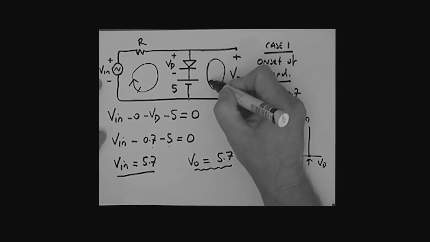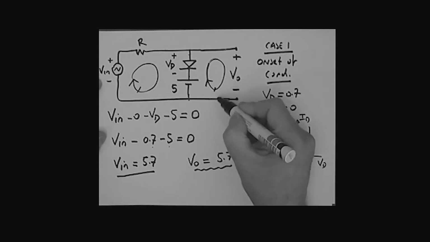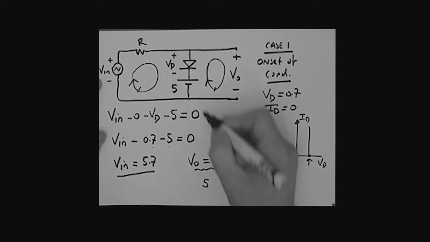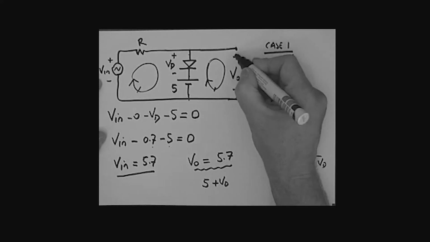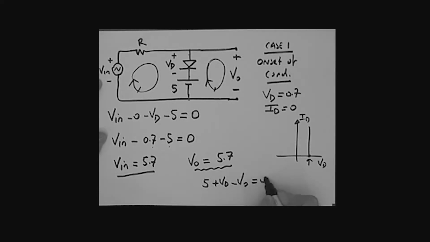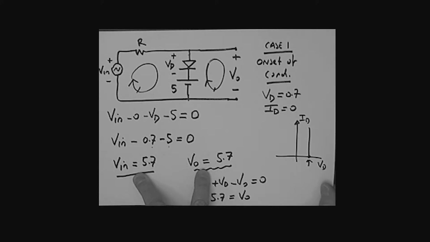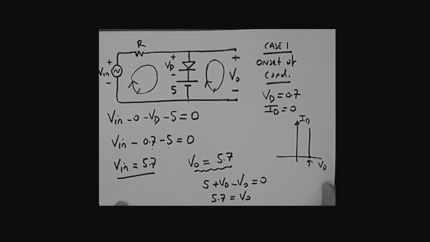If you were in doubt, you could go ahead, as I've said before, and just take a loop. If we went round the loop, we'd have a 5, and then going from a minus to a plus, a plus VD, and then from plus to a minus, minus VO, all equals 0. VD is 0.7, VO could be taken to the other side, so we have 5.7 is simply equal to VO. And so that is the first case for onset of conduction: V in brought to 5.7, output voltage being 5.7.